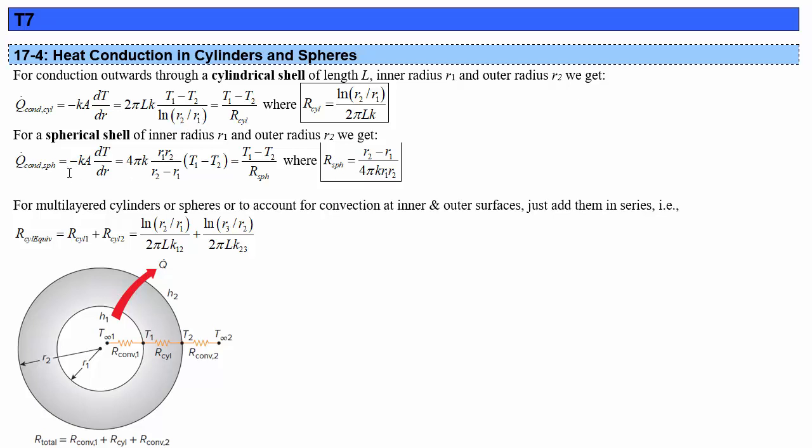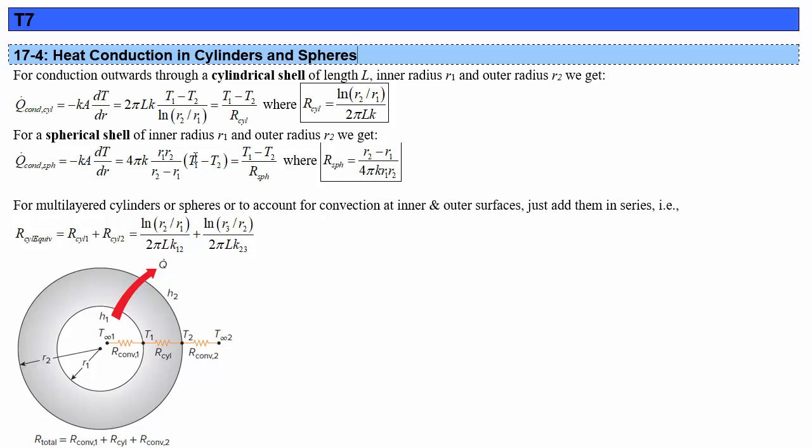For a spherical shell, we could do the same thing and end up with a slightly different formula. The rate of heat flow in steady state conduction through a spherical shell is 4 pi thermal conductivity, inner radius times outer radius divided by outer radius minus inner radius times the temperature difference across the spherical shell.